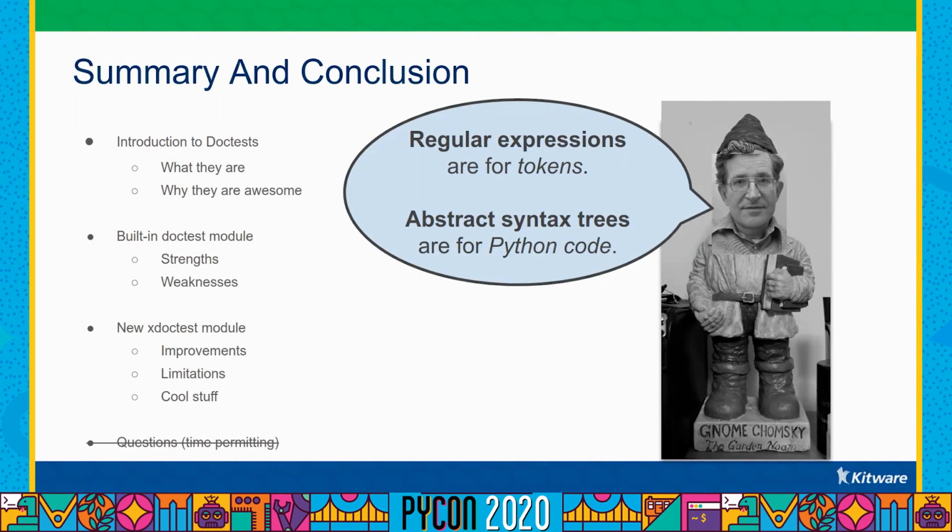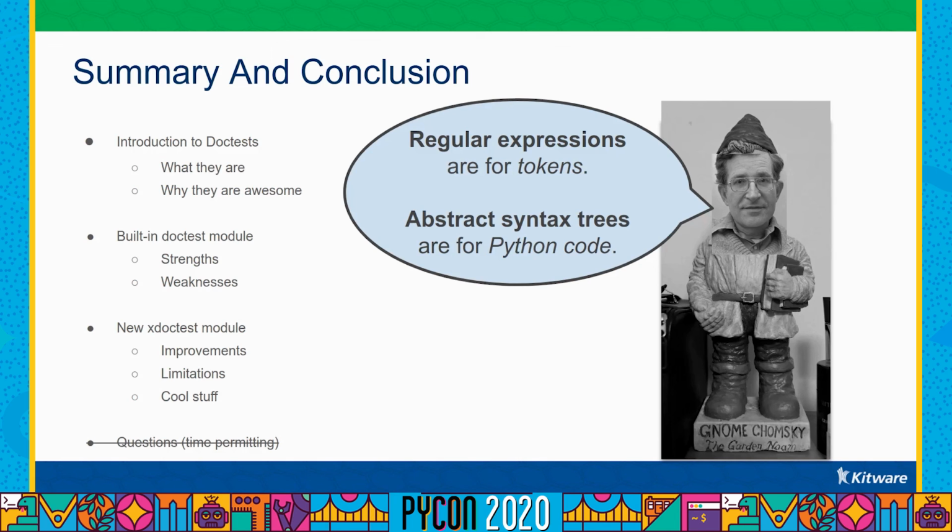So to conclude, we've learned about doctests, what they are, and why they're awesome. We've talked about the built-in Doctest module with its strengths and weaknesses, as well as the new Xdoctest module with its improvements over the built-in, its limitations, as well as some cool stuff. And if you remember nothing else from this talk, please remember what Chomsky says. Regular expressions are for tokens, abstract syntax trees are for Python code. So please, please, please do not use regular expressions to attempt to parse Python code.